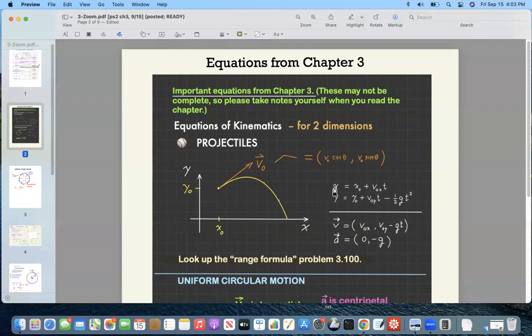X, as a function of time, is x0 plus v0x t, where t is the time, x0 is the initial x-coordinate at time 0, v0x is the initial velocity component in the x direction.